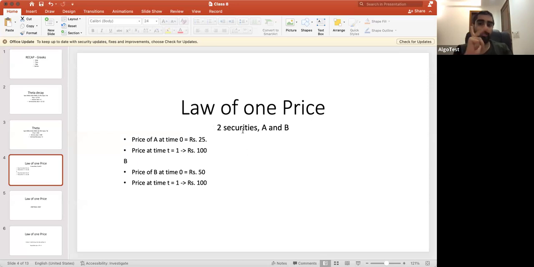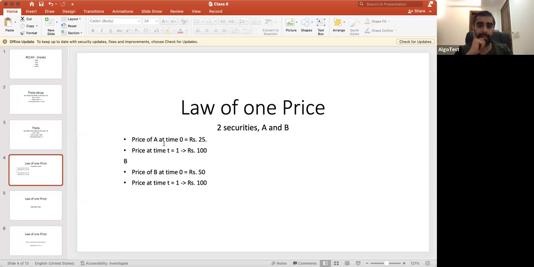So there are two securities, A and B. Let's talk about today, price at time 0. Today the price of security A is 25 rupees, and we know that the price of A at time t equals 1 year from now is going to be 100. There is the second security B. We know that today its price is 50, and 1 year from now its price is also going to be 100. Do you guys see something?